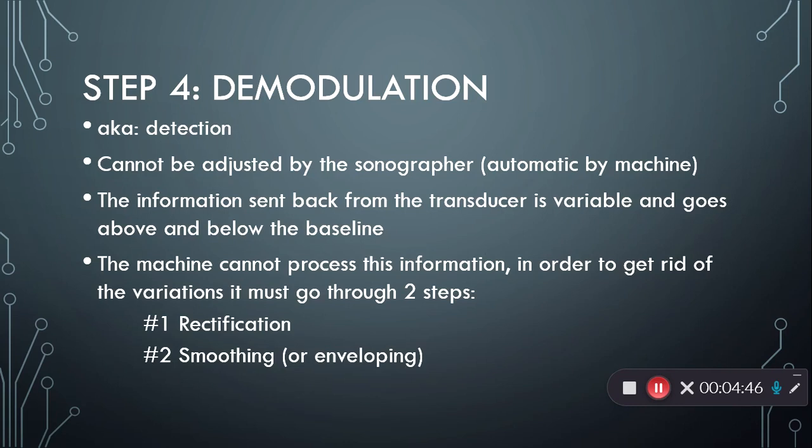Next, we have demodulation. This is also known as detection. This step cannot be adjusted by the sonographer at all. Everything is done automatically by the machine. The wavelengths of information that are received from the body have variations that are above and below the baseline. The machine cannot process the information this way, so two different steps need to occur. The first is rectification, and the second is smoothing or enveloping.